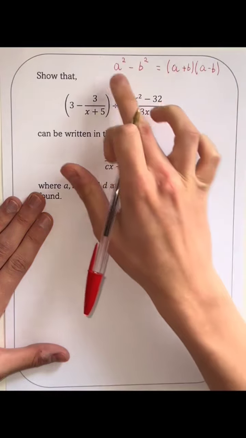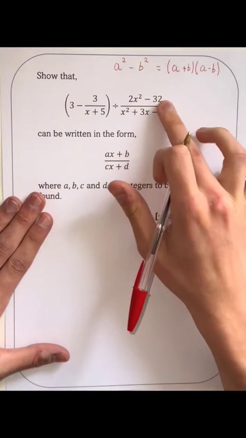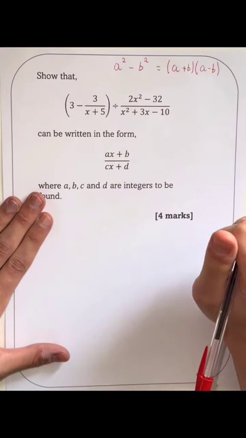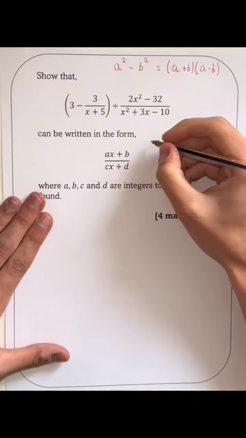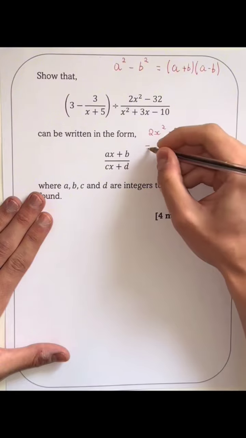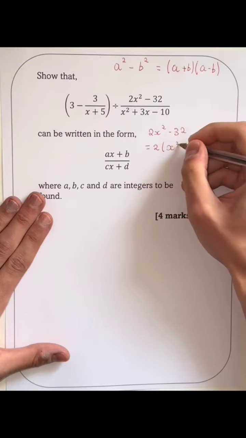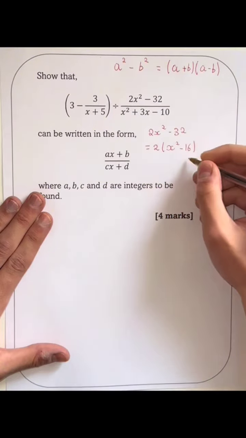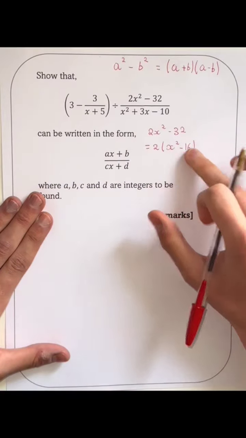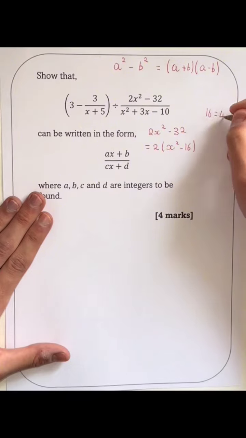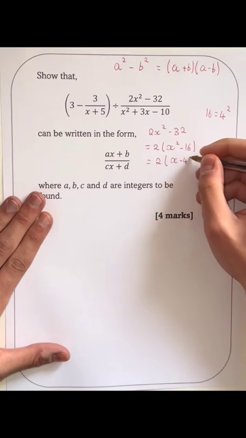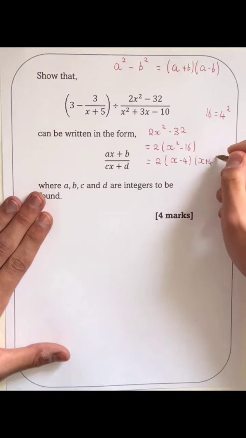Now, this numerator here almost looks like this because we have an x squared and some number, but this isn't quite a square number. But you'll notice that I can factor out a common factor of 2 from this top line here. So we have 2x squared minus 32. Well, that's the same as 2 lots of x squared minus 16. And now this is in the form of a squared minus b squared, right? x squared minus 16, because 16 is 4 squared, which means that this is equal to 2 lots of x minus 4 times 2 lots of x plus 4. Again, it doesn't matter which way around you write this.